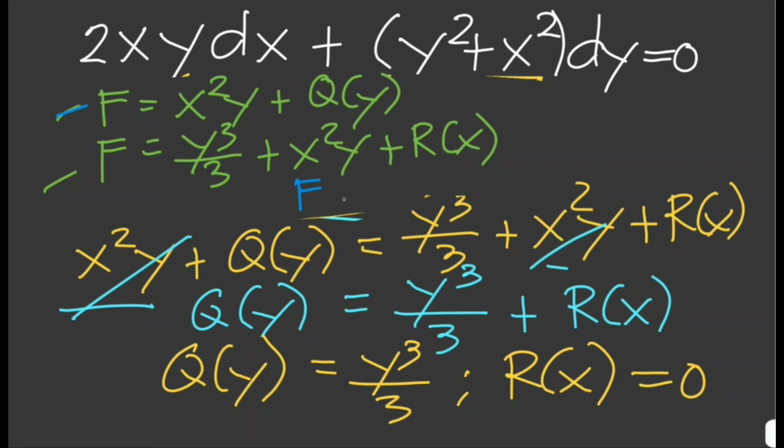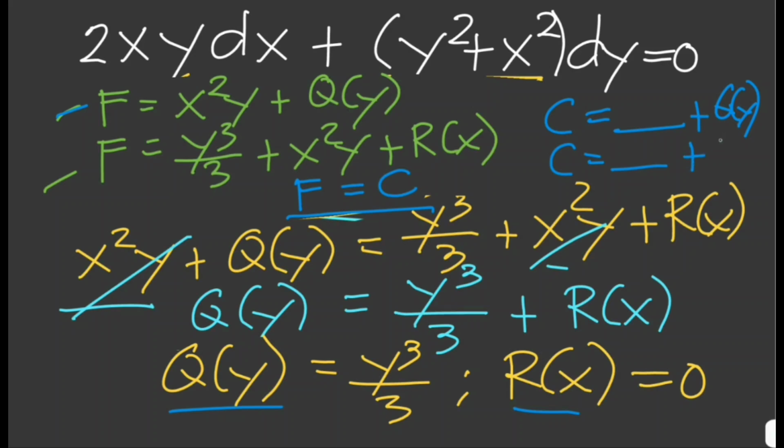Actually, f is just equivalent to c, the constant. We substitute this back into either of the two f equations, then we find f equals c. That will be our final answer. So c could be equal to the terms plus q of y, or c equals the terms plus r of x. So let's do that.